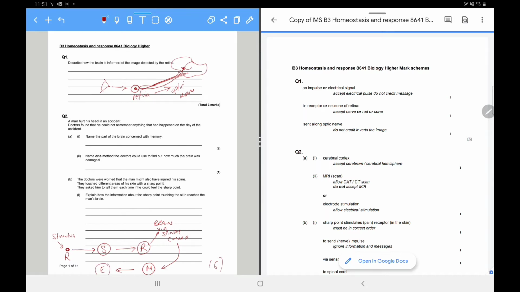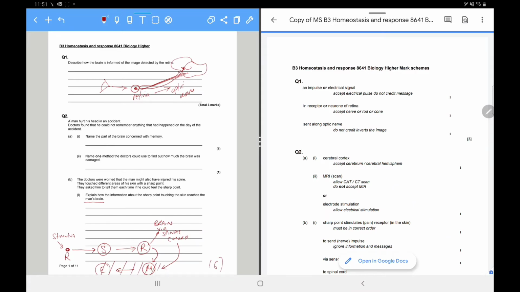This is our whole basis of a nerve response, and then that will go to an effector, which is a muscle or gland. Okay, if it was a reflex action, it would go directly from relay to motor neuron and not involve the spinal cord or the central nervous system. Okay, so I'm thinking about the whole nerve setup here. Now, in this question, let's see what it says. Explain how the information about the sharp point touching the skin reaches the man's brain. Okay, so actually, we can see that we are not involving the effector or the motor neuron here.